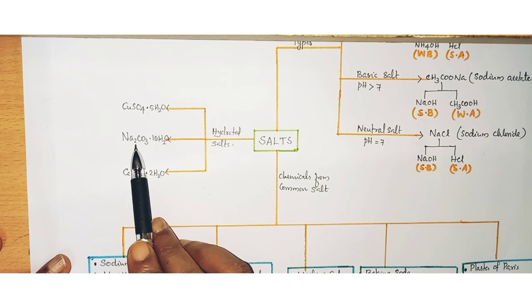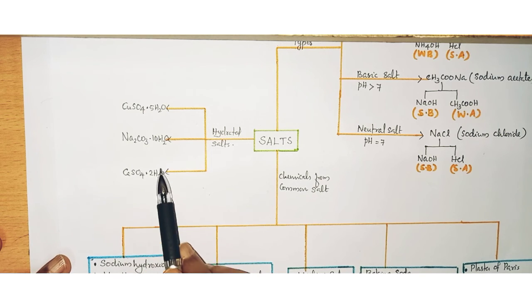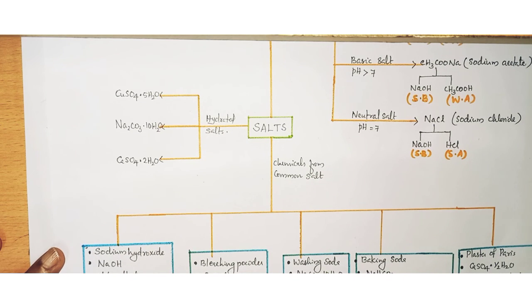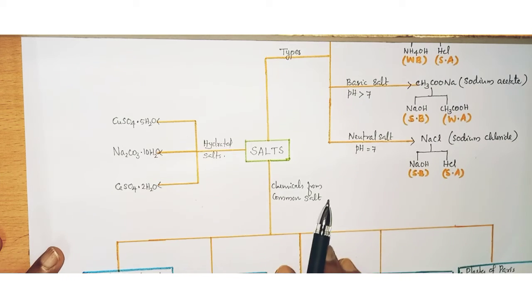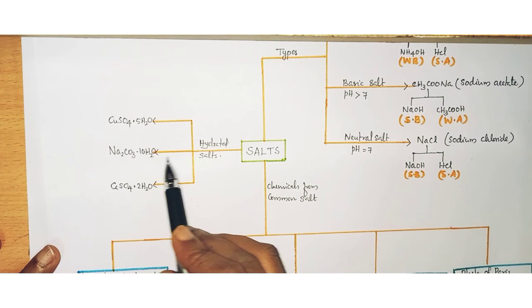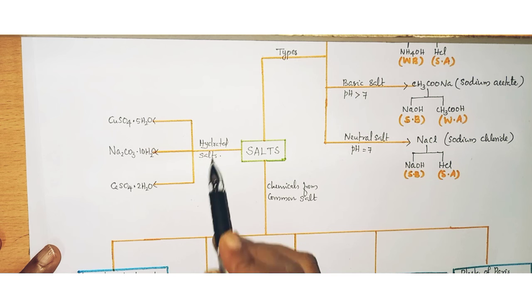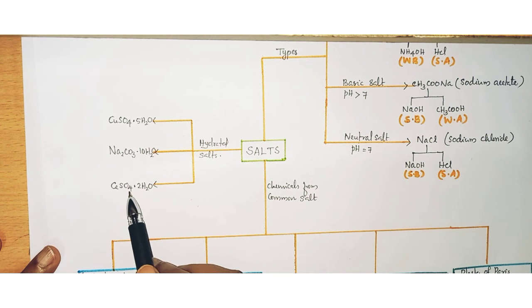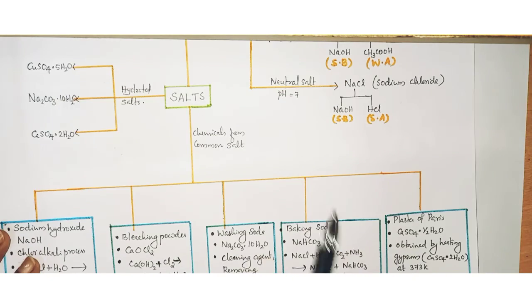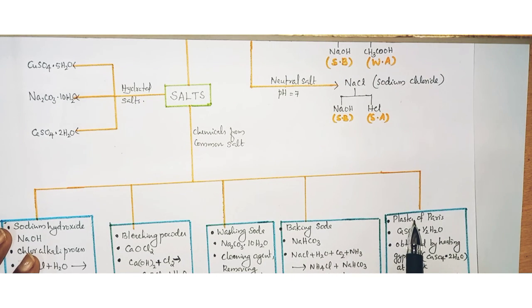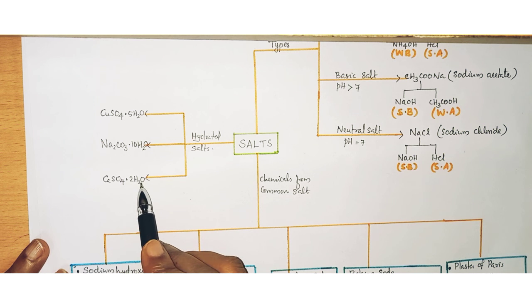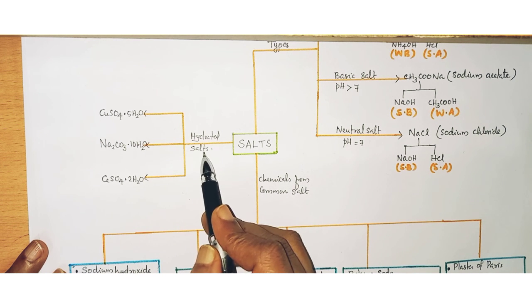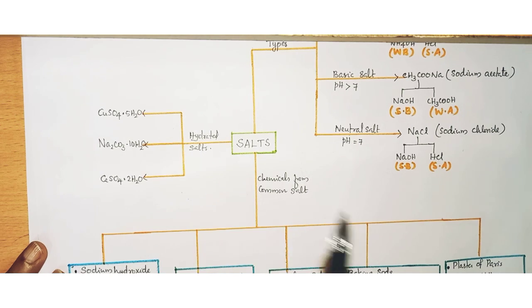Another example is Na2CO3.10H2O, that already we have seen. It is washing soda. So sodium carbonate decahydrate is another example for hydrated salt. Then another example is CaSO4.2H2O, that is actually gypsum. We have already seen. It is used for the preparation of plaster of Paris. So calcium sulfate dihydrate, which is gypsum, is again an example of a hydrated salt.